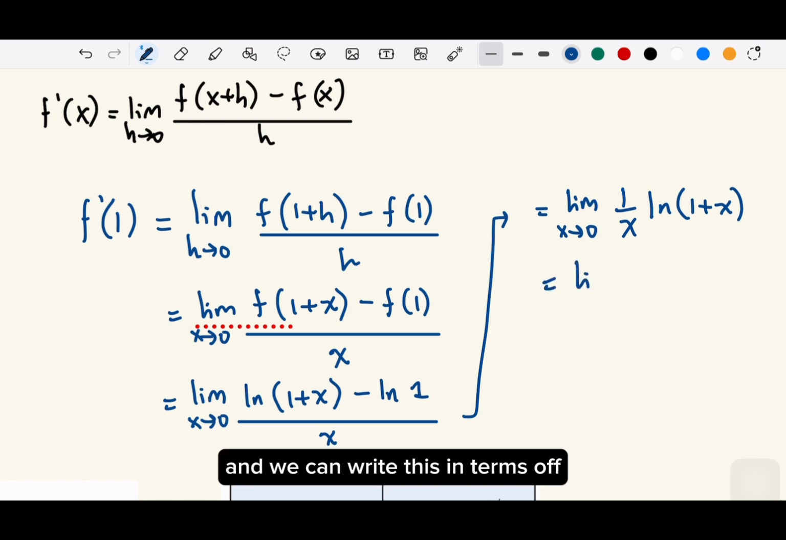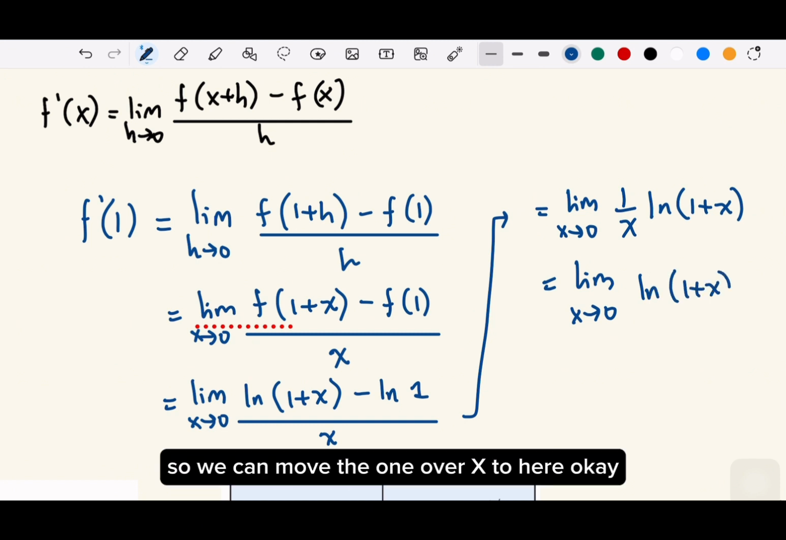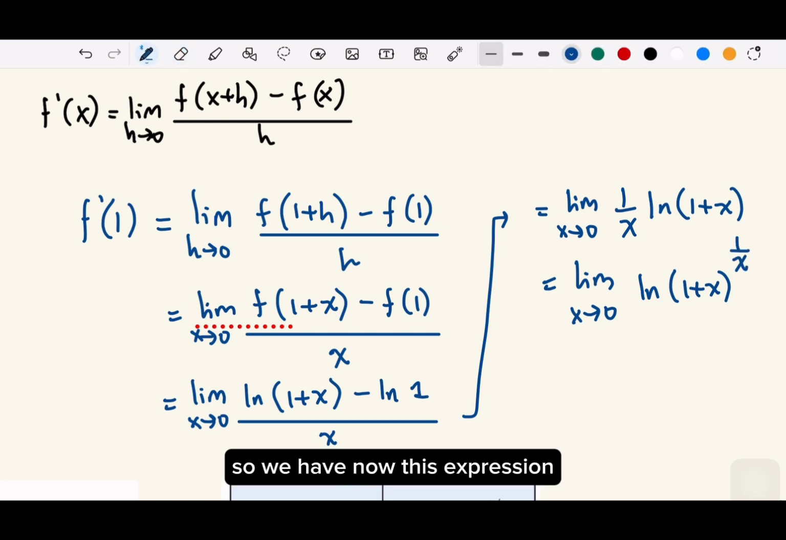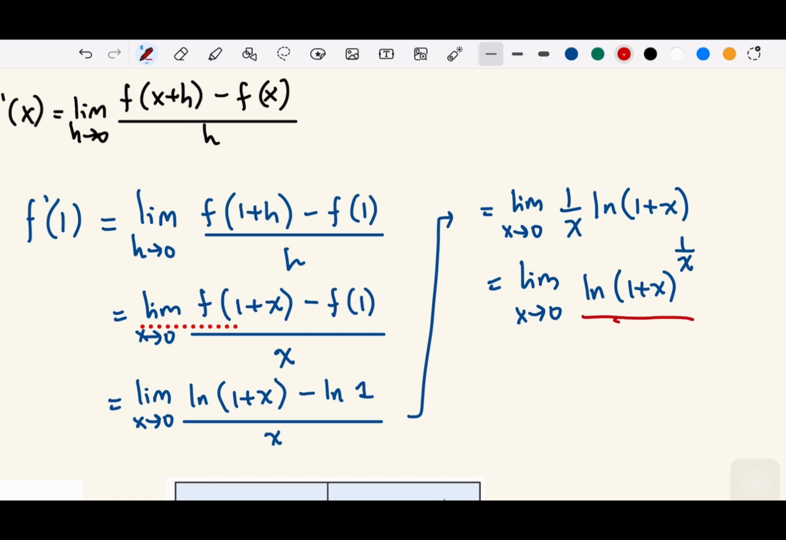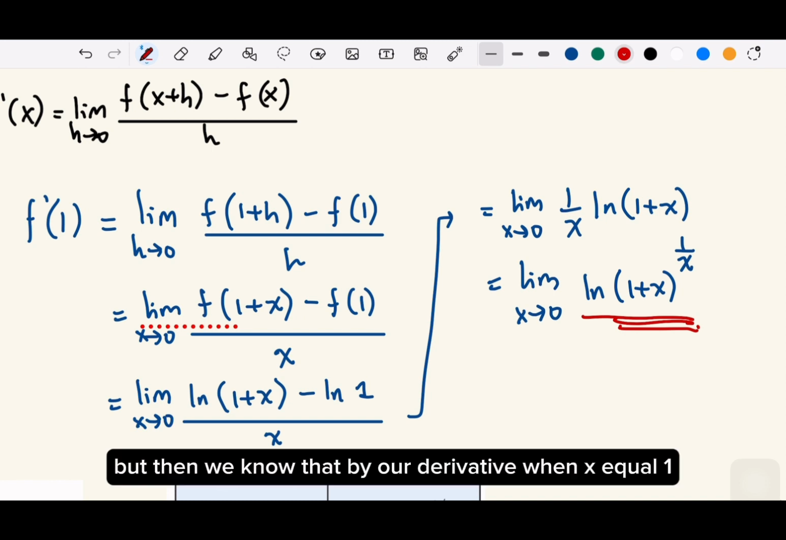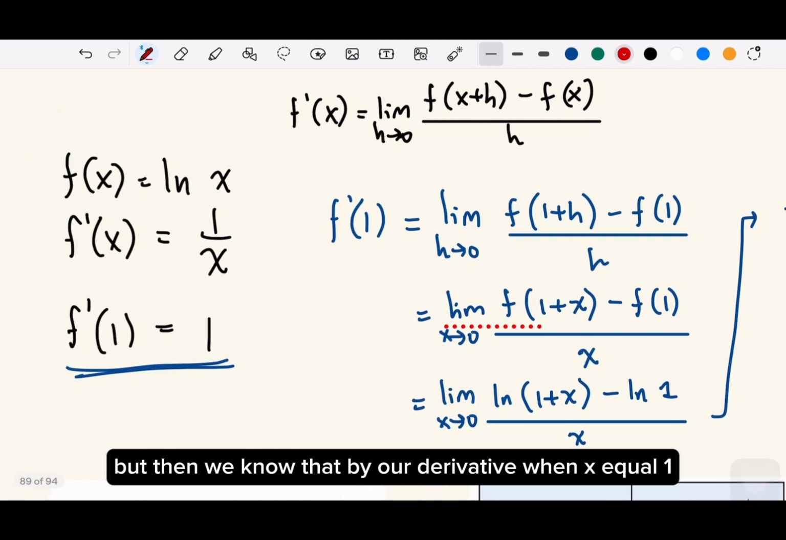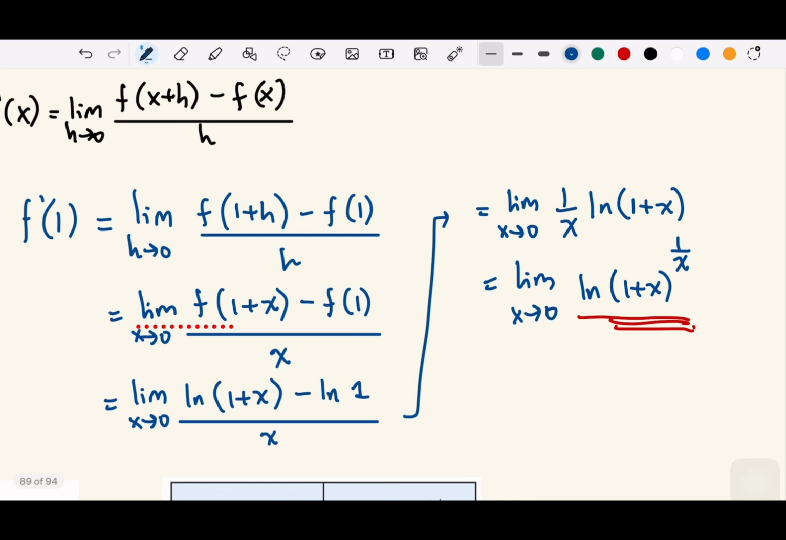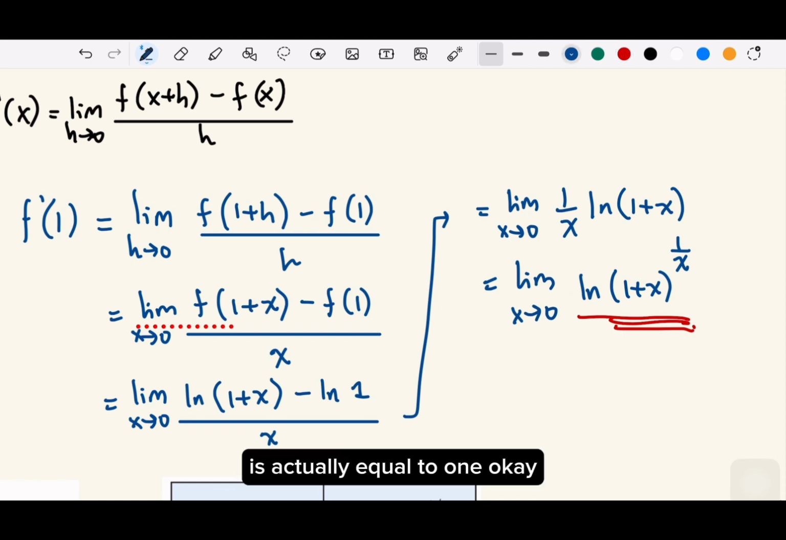And we can write this in terms of, so we can move the 1 over x to here. Okay. So we have now this expression. But then we know that by our derivative, when x equals 1, the derivative is 1, right? So this thing is actually equal to 1, okay?